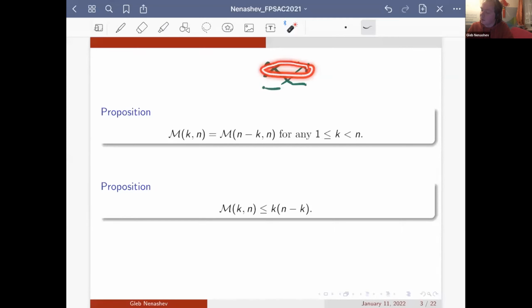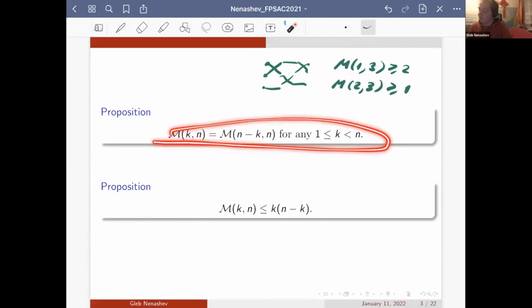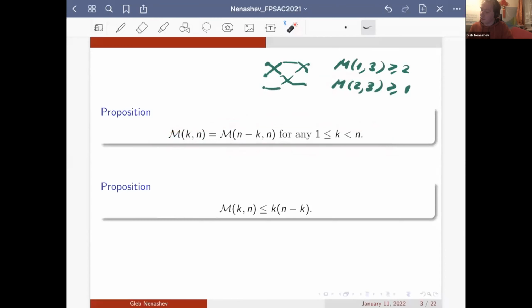Here we see that M_2,3 is at least 2, and M_1,3 is at least 2, and M_2,3 is at least 1. And if we consider another wiring diagram, we have that this number is at least 1, and this is at least 2. And for this case, both numbers are 2. Okay. And it's the first proposition, and the second proposition is that M_k,n is at most k times (n minus k).